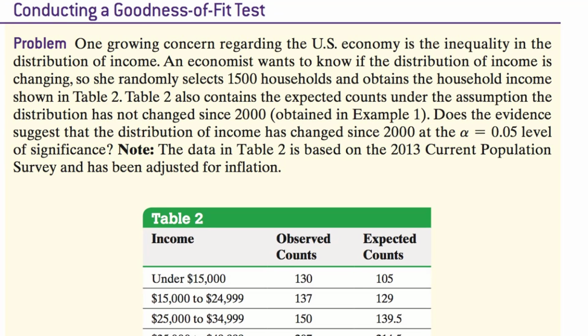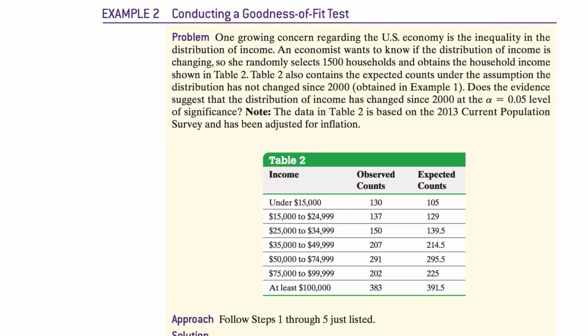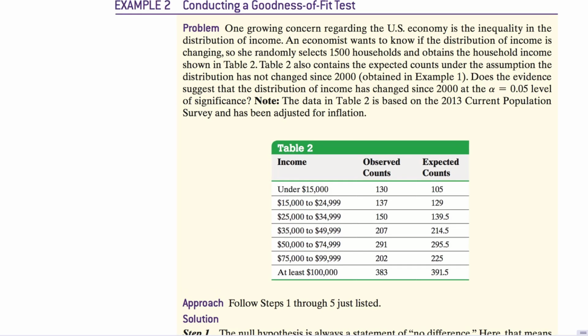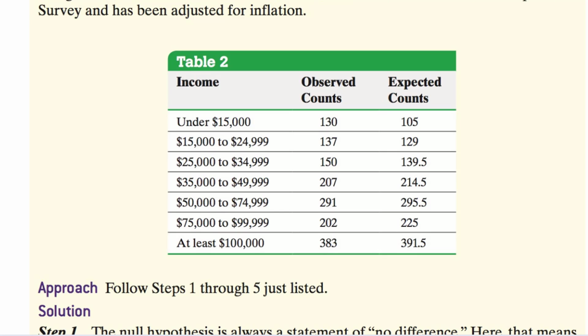Here's a problem. It says, one growing concern regarding the U.S. economy is the inequality in the distribution of income. An economist wants to know if the distribution of income is changing. So she randomly selects 1,500 households and obtains the household income shown in Table 2. So you'll notice that there are 2 lists that are given here in Table 2. And if you'd like to follow along using your own calculator, that would be fine. Please feel free to pause the video and key this in.